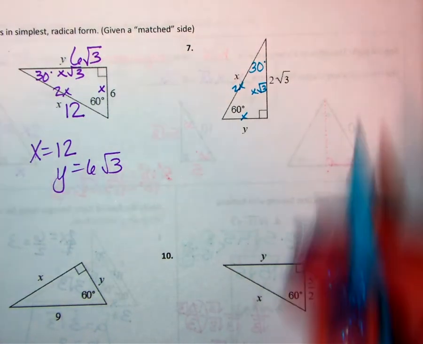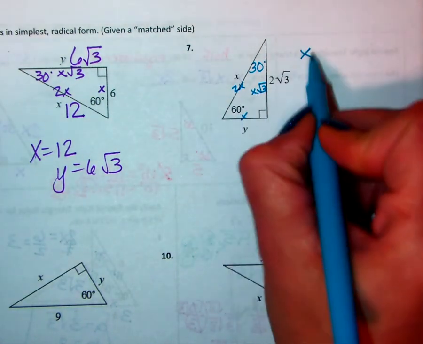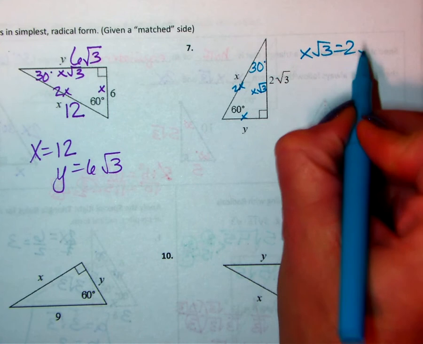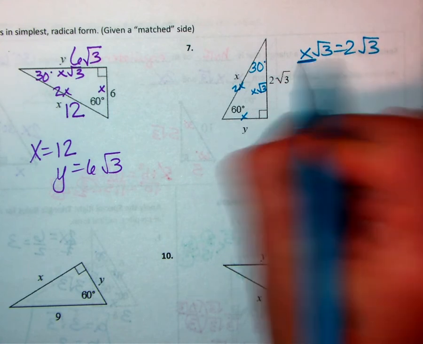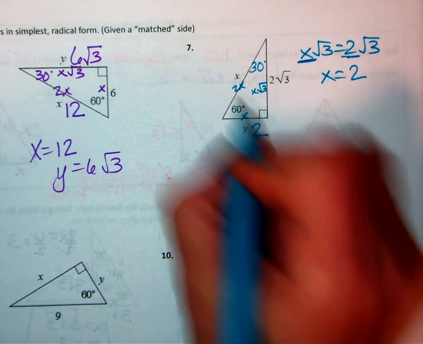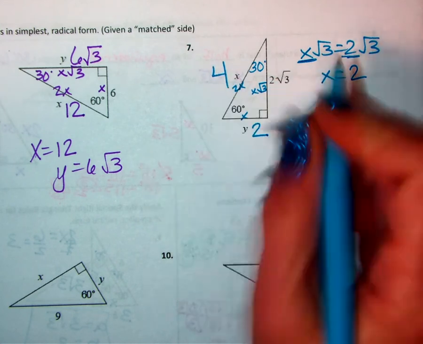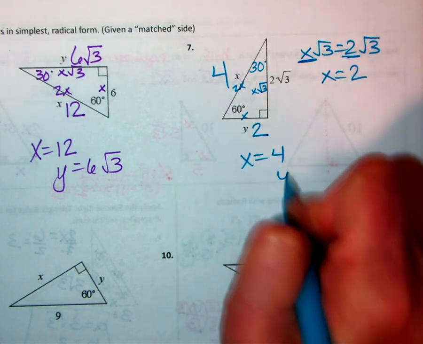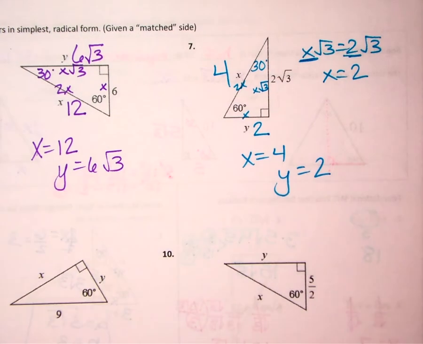Okay, so opposite 60 is x square root of 3. So x square root of 3 equals 2 square root of 3. Again, they both have square roots of 3, so that tells me x equals 2. So my 2 would be down here. 2 times 2 is 4, giving me x is 4 and y is 2.